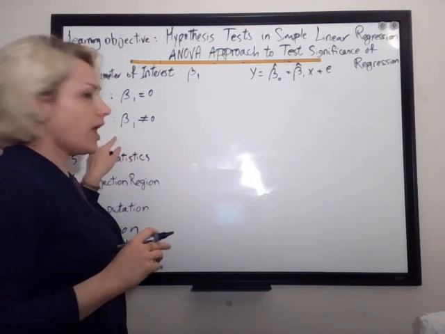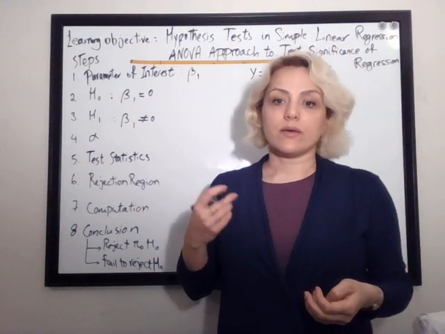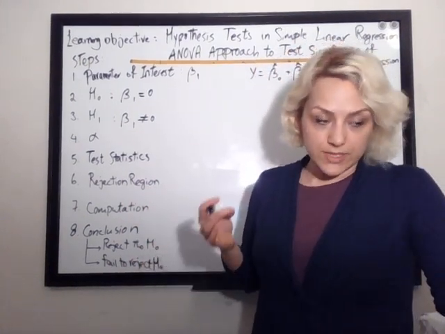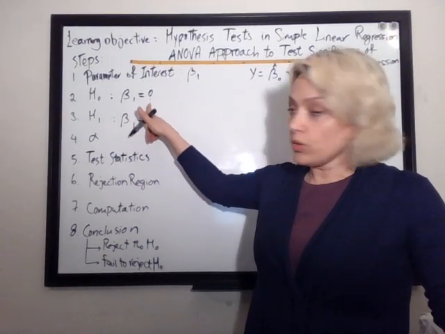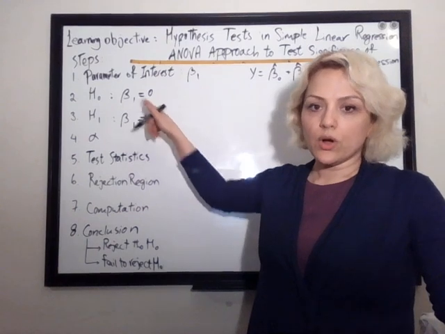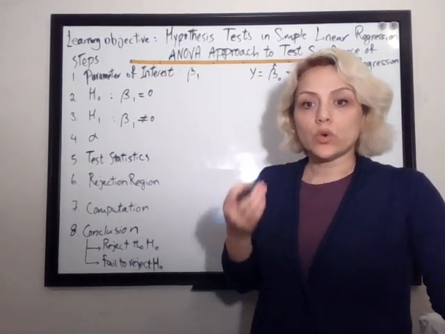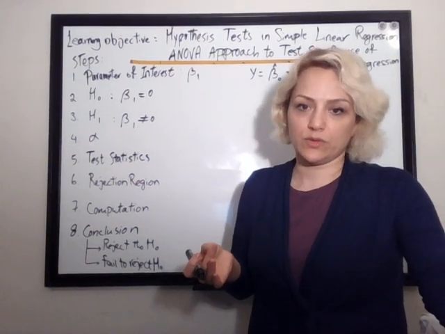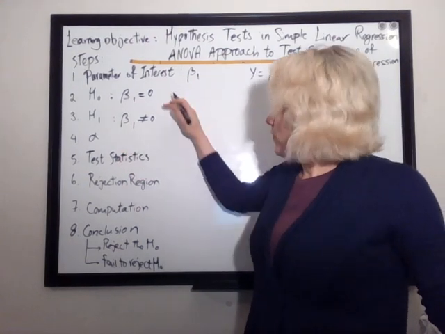The alpha is the same as before, so we consider, for example, alpha equal to 5%. Failure to reject this null hypothesis, that beta 1 equals 0, is equivalent to concluding that there is no linear relationship between x and y, for any alpha that we would have.